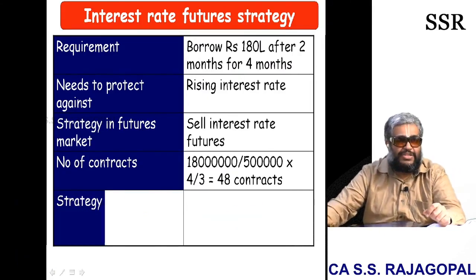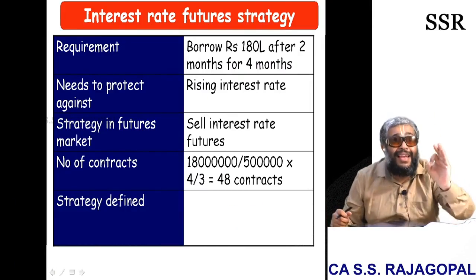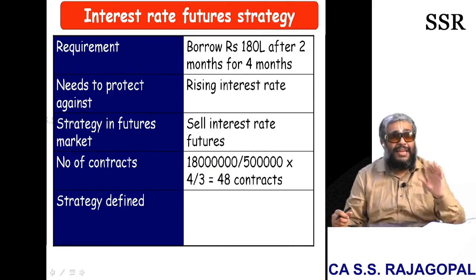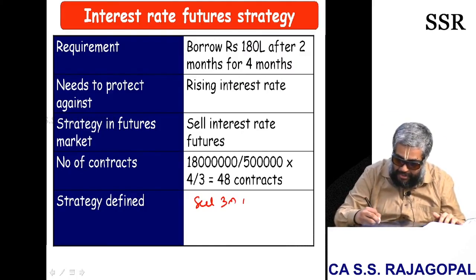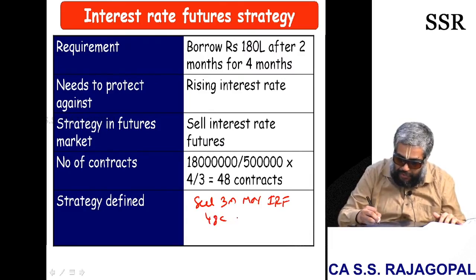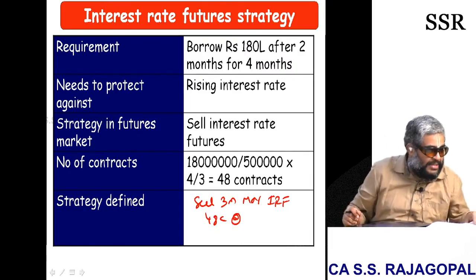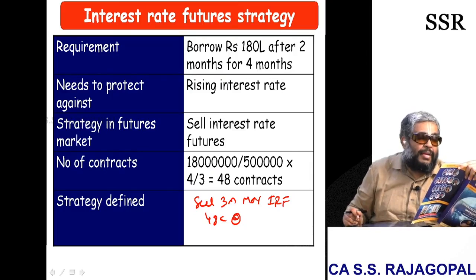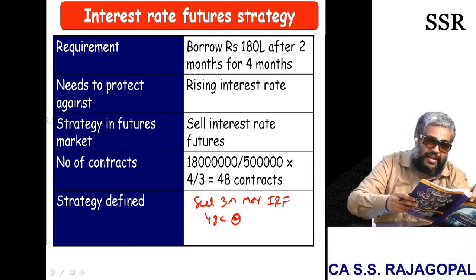All of you understanding? Next, strategy defined. All of you tell me the strategy. What is the strategy? Sell. Sell what? March 3 months interest rate futures. Very simple. Strategy is: sell 3 months March interest rate futures, 48 contracts, today on December 1. The March interest rate futures is trading at how much? You should be telling me. Today it is trading at how much?